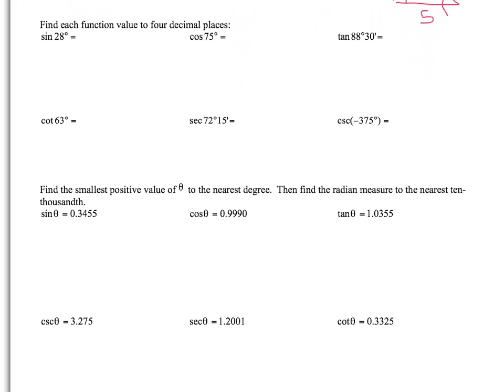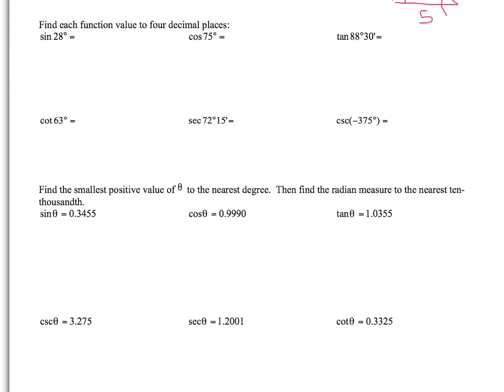And when you do that, you end up getting 0.4695. Right? Cos 75, you could type that in, and you end up getting 0.2588.